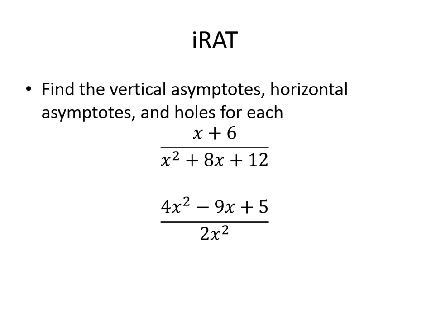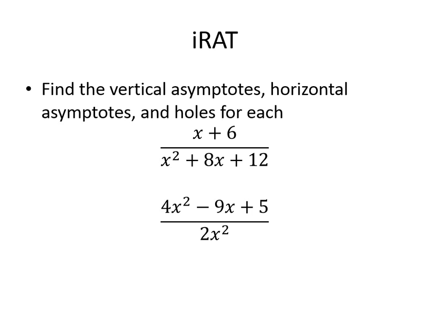Alright, so your IRAT. What you're going to do is identify the vertical asymptotes, the horizontal asymptotes, and the holes for each of these. If they don't have a horizontal asymptote, just say no horizontal asymptote. If they don't have vertical asymptotes, just say no vertical asymptote. If they don't have a hole, just say no hole. And so you're just going to identify the vertical asymptotes and the holes, which again, are where the bottom zeroes out. That's where you'll identify those.